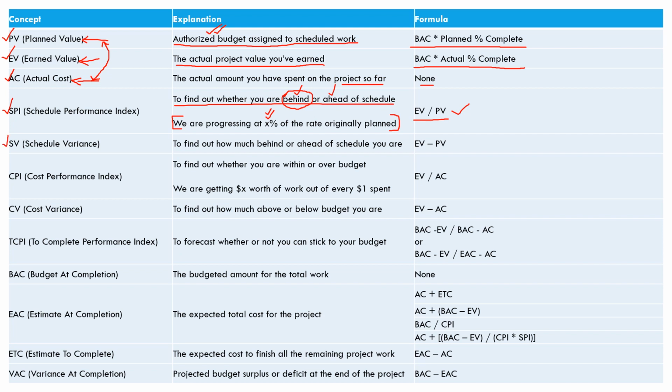SV, schedule variance. This is used to find out how much behind or ahead of schedule you are. So the first formula, SPI, you are able to find out whether you are behind or ahead. In SV, you are able to find out how much behind or ahead you are, right? Now the formula is EV minus PV. EV, PV, we have already discussed, earned value, planned value, right? So those are also available on this screen. And that's the beauty of this screen.